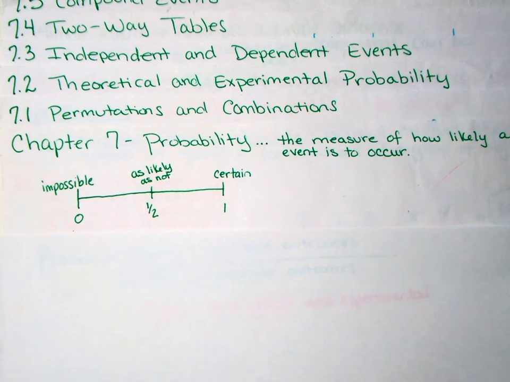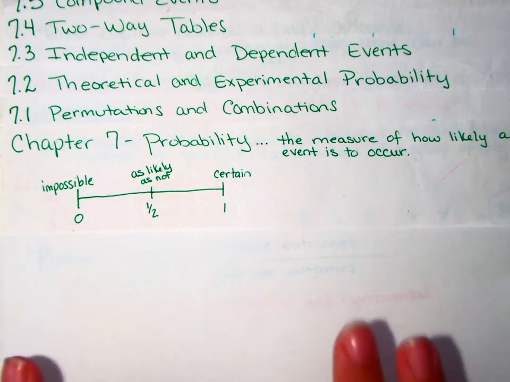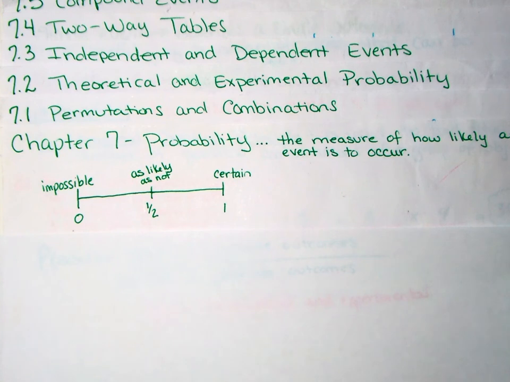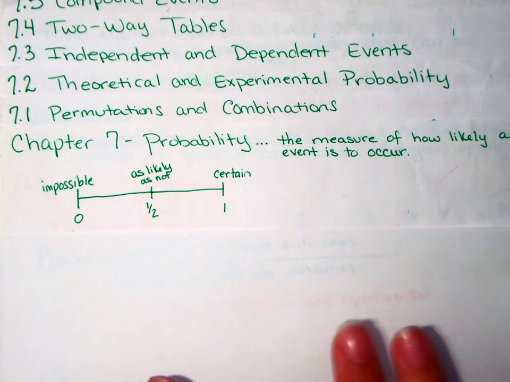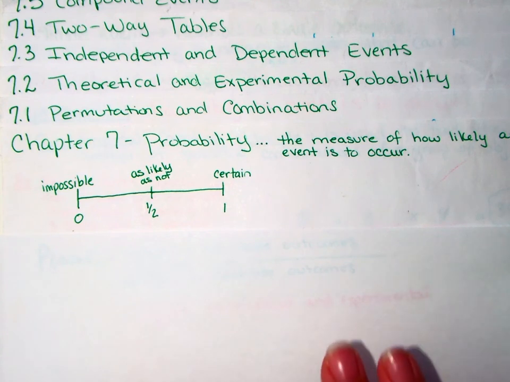Good morning, guys. Today we are going to talk about Chapter 7, which is probability. So we're going to go over some notes and then we're going to do some examples. So probability. In elementary, you probably learned some basic knowledge that should carry over. Probability is the measure of how likely an event is to occur.